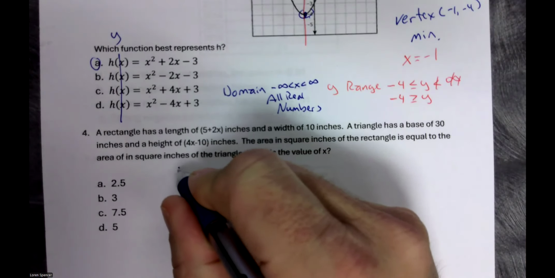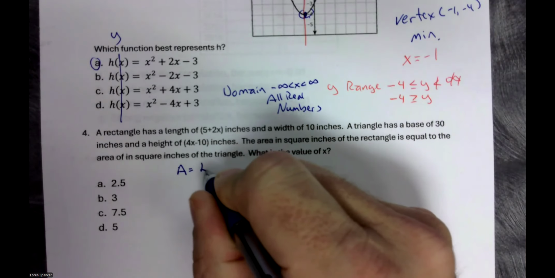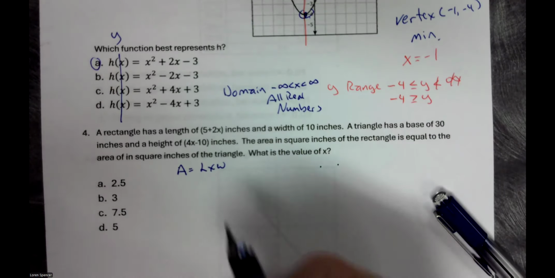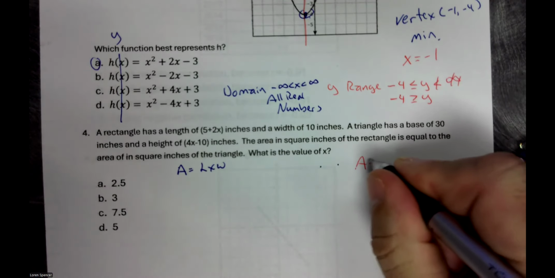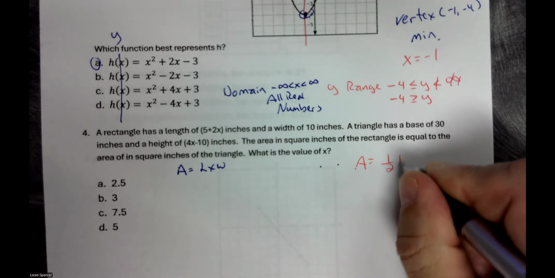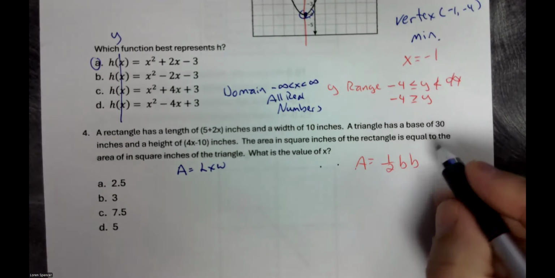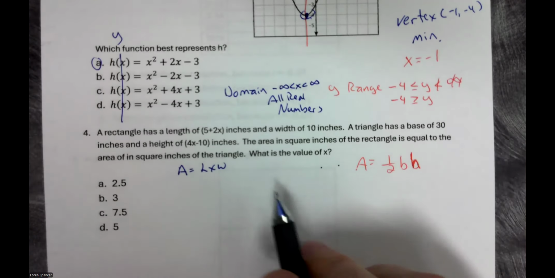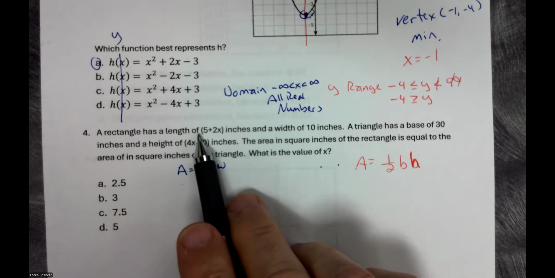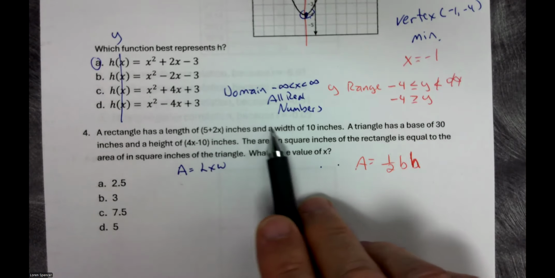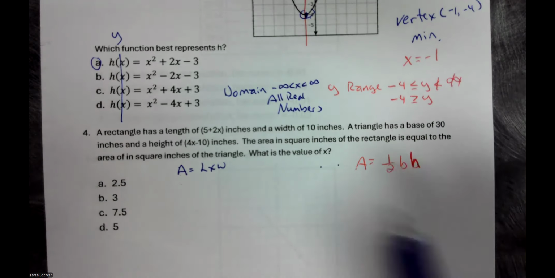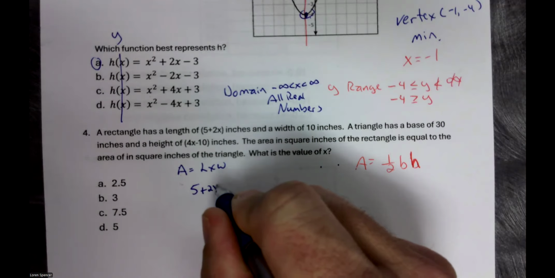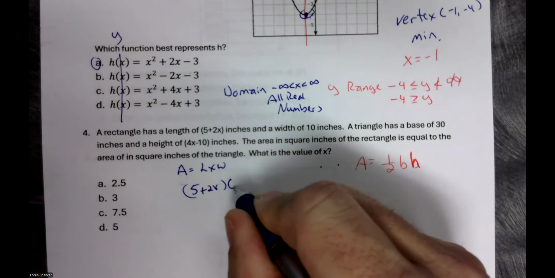But for a rectangle, the area is length times width. The area for the triangle is 1/2 base times height. Oops, that's supposed to be an H, not a B. There we go. 1/2 base times height. So length times width has a length of 5 plus 2x and a width of 10 inches. So let's do that. We're going to write 5 plus 2x times 10.